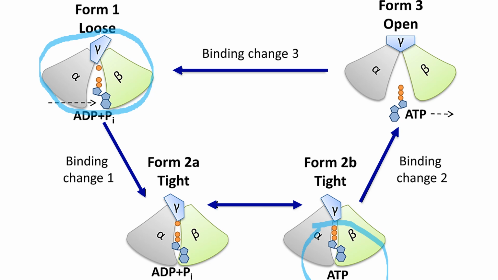Then the beta subunit of ATP synthase converts into the open form, and in this open form ATP is released, and then it converts into the loose form. Then ADP binds, and again and again the beta subunit interconverts between these forms.